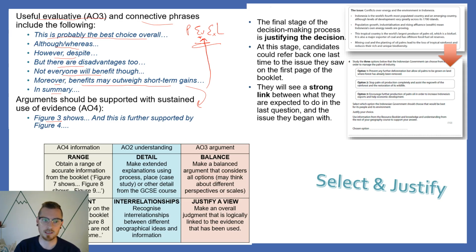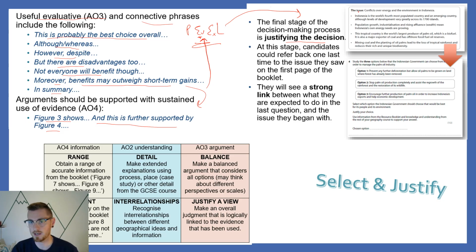This is where you need to bring together multiple figures. So "Figure 3 shows..." and "this is further supported by Figure 4." If you can synthesize, if you can pull together multiple figures, that will look even more impressive to the examiner. Last bit here, well, second last bit on this page. When you justify your decision, think back to the issue.